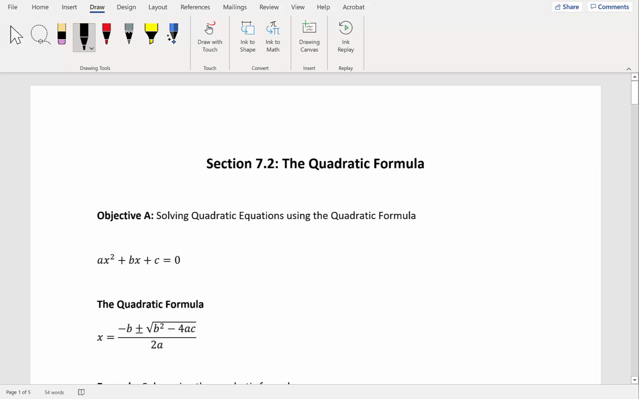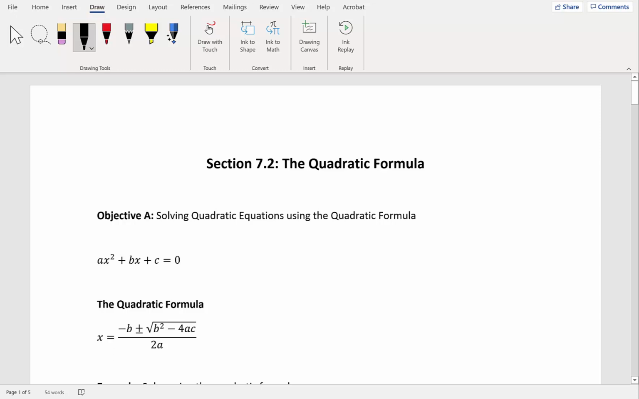So we've seen two other methods for solving quadratic equations. We saw to factor, and then we set each factor equal to 0, and then solve each equation. Then in the previous section, we saw the method of completing the square, and then using the square root principle. Now we're going to take a look at another method, which is using the quadratic formula.